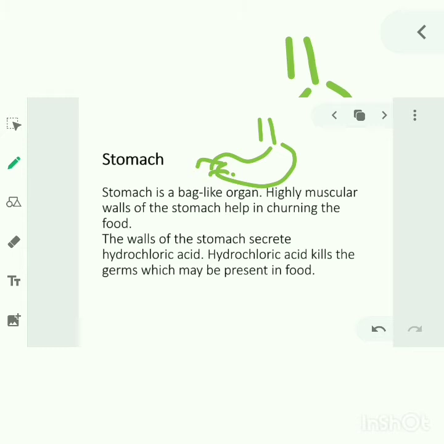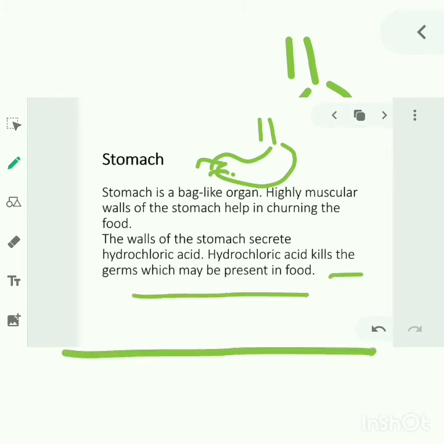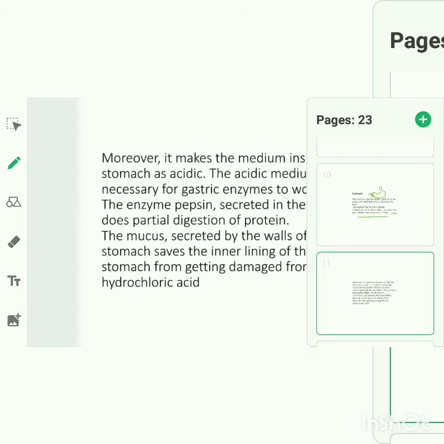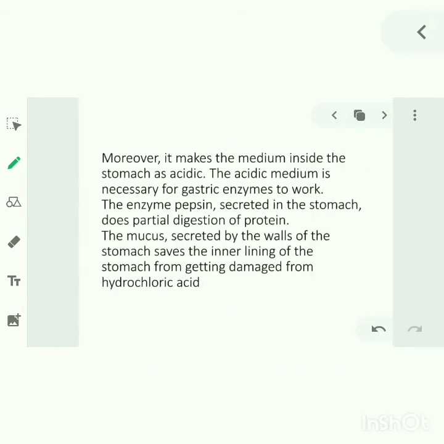The walls of the stomach secrete hydrochloric acid. Hydrochloric acid kills the germs which may be present in food. Now we will see further. Moreover, it makes the medium inside the stomach acidic. The acidic medium is necessary for gastric juice to work, क्योंकि वो क्या करता है, पेप्सिनोजन को पेप्सिन में कन्वर्ट करता है.